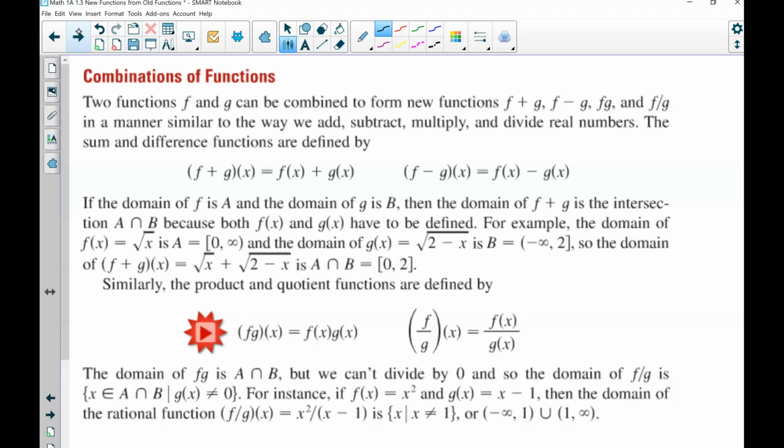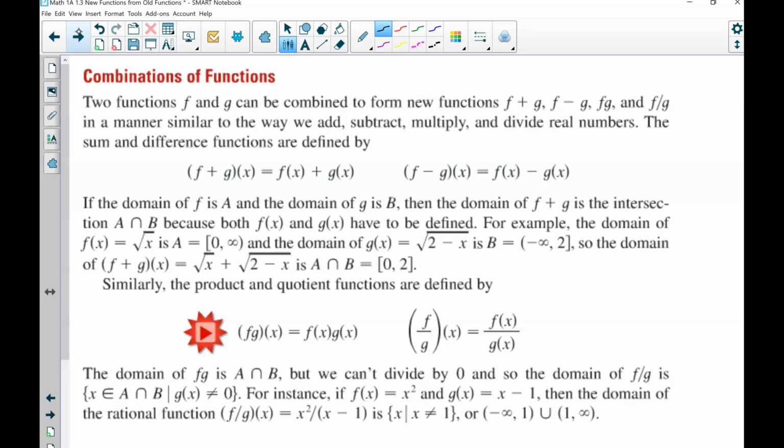And also, we want to make note that if the domain of f is A and the domain of g is B, then the domain of adding those two functions together is the intersection of A and B, because both f of x and g of x have to be defined. So for example, the domain of f of x, which is equal to the square root of x, is 0 to infinity inclusive, and the domain of g of x, which is equal to the square root of 2 minus x, would be -infinity to 2 inclusive. So the domain, when you add those two functions together, would be the intersection. So where do those two intervals intersect?